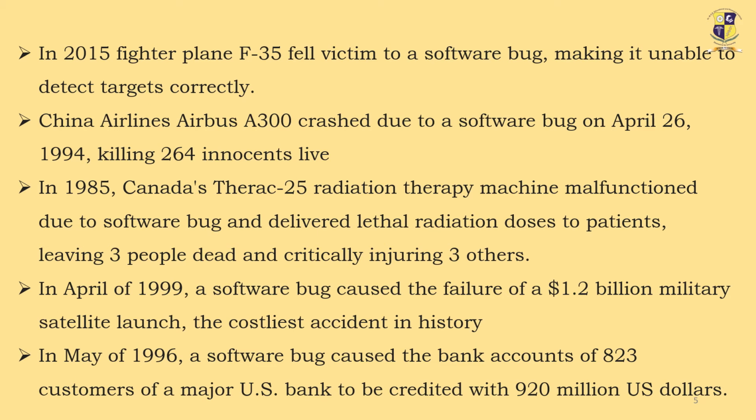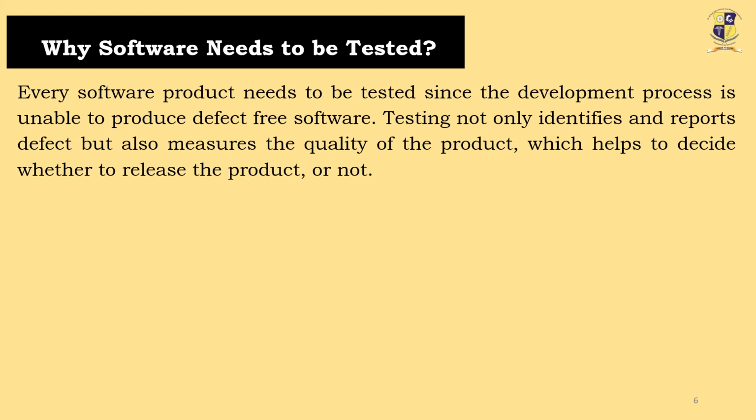So you can see that because of software bugs, a huge amount of monetary loss has been created, as well as some human loss. So that's why software needs to be tested. Every software product needs to be tested, since the development process is unable to produce defect-free software. When you're developing software in general, it is very difficult to produce software without any defects. So that's the reason testing plays an important role, where testing tries to detect the errors and rectify them.